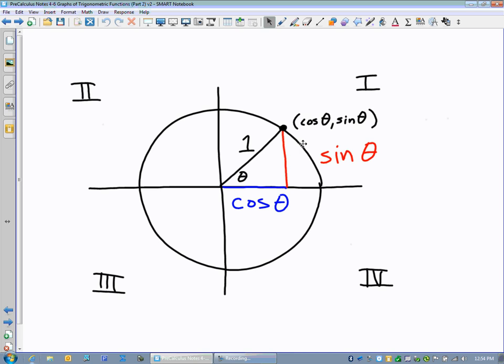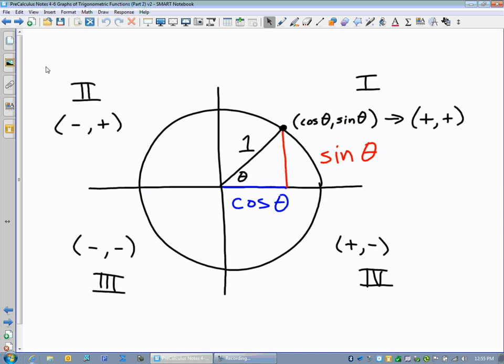So with that, we can figure out in what quadrant sine is positive or negative and cosine is positive or negative. In quadrant 1, everything's positive. So both sine and cosine are positive because your x's and your y's are positive. In quadrant 2, we have a negative x and a positive y. That means we have a negative cosine and a positive sine. Quadrant 3, both of them would be negative because negative x, negative y. And in quadrant 4, you have a positive x, negative y, which translates to a positive cosine, a negative sine. Those signs are going to be important to remember when we start to create the graphs.